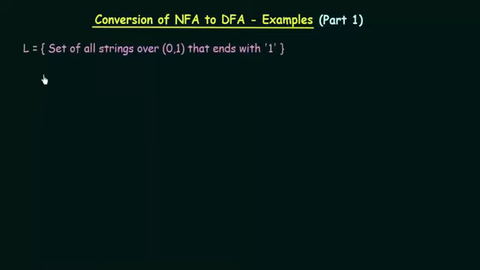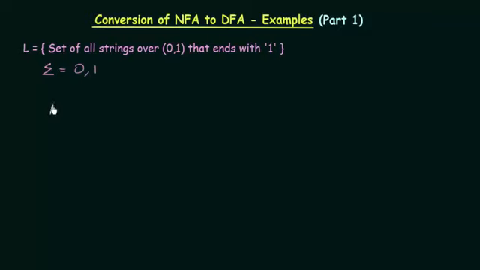Okay, so here we have an example language L, which is the set of all strings over 0, 1 that ends with 1. What we have to do is design the NFA for a language that accepts the set of all strings over 0, 1 that ends with 1, and after designing the NFA we will convert it to its equivalent DFA. Okay, so let's see how we can do this. So here my input symbols are 0 and 1. So how can we design the NFA for this?